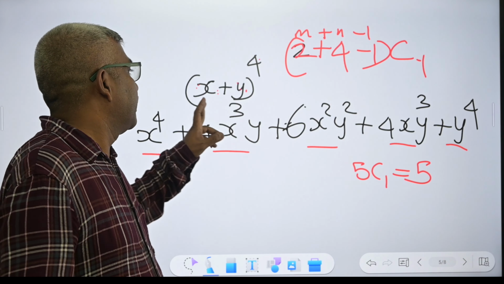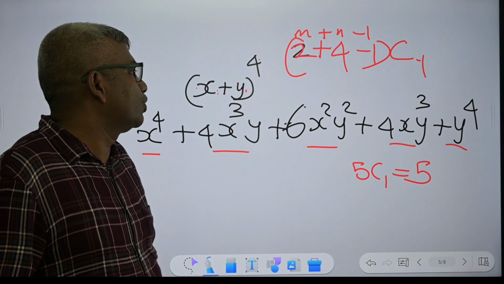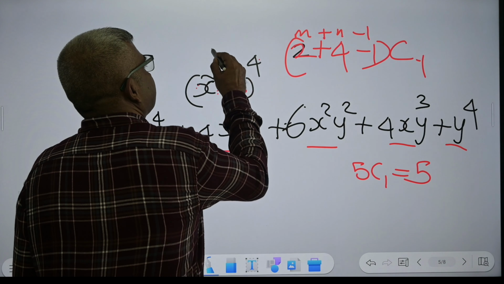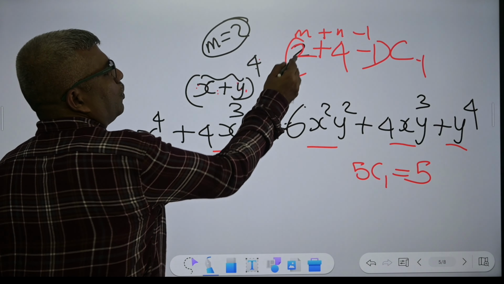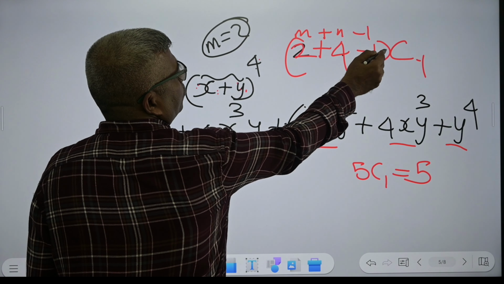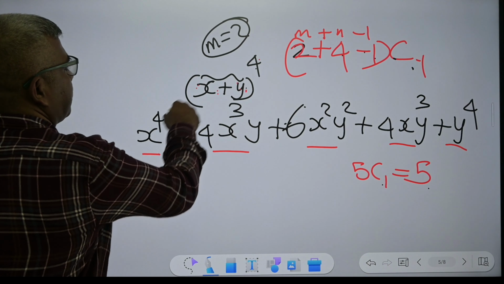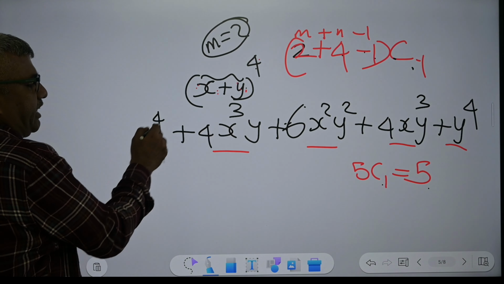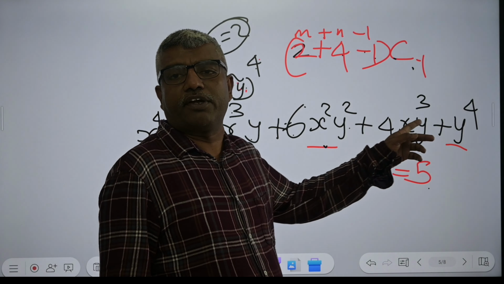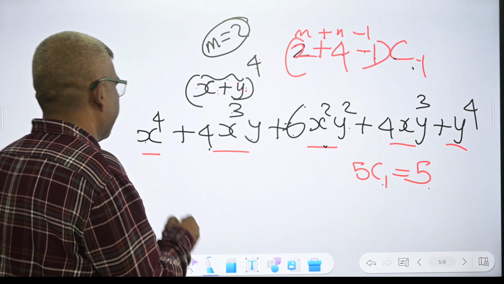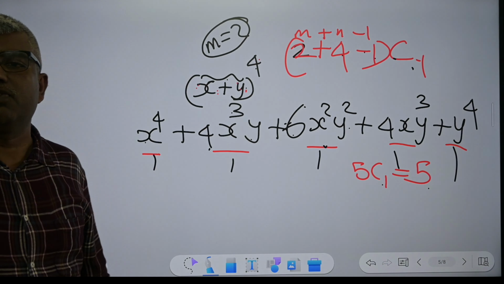We will see it in the example of binomial. (x + y)^4, x plus y, m is equal to 2, n is equal to 4. So 2 plus 4 is 6, 6 minus 1 is 5, 5C1 is 5. You can see (x + y)^4 has 5 terms: x^4, 4x^3 y, 6x^2 y^2, 4x y^3, and y^4. So how many terms are there? 1, 2, 3, 4, 5. We proved it here also.